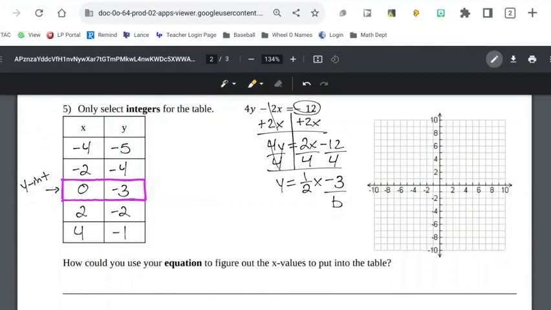Okay, let's go ahead and graph it. 0, negative 3 is our first coordinate. Then we go negative 2, negative 4. Oof, hold on, I messed that up. Negative 2, negative 4. I went negative 1. Then we go negative 4, and then we go to negative 5. Then we go over 2, down 2, 2, negative 2. Over 4, down 1.